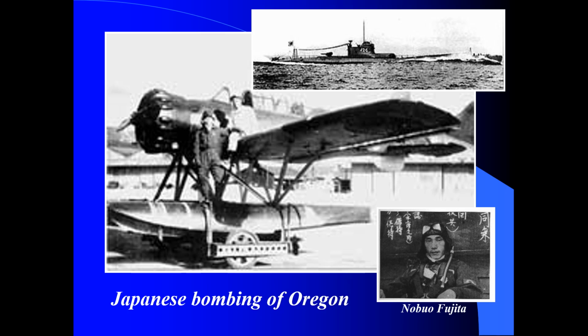The bombing of Oregon. The only aerial bombing of mainland America during World War II by a foreign power occurred when an attempt to start a forest fire was made by a Japanese seaplane dropping 2 incendiary bombs over Mount Emily near Brookings, Oregon. The seaplane, piloted by Fujita, had been launched from a Japanese submarine. No significant damage was officially reported following the attack.